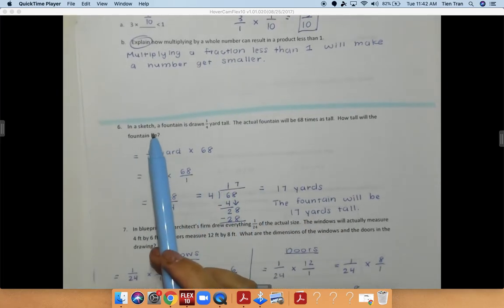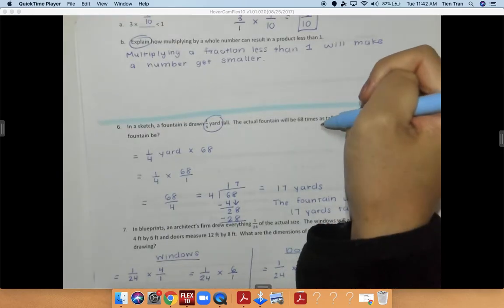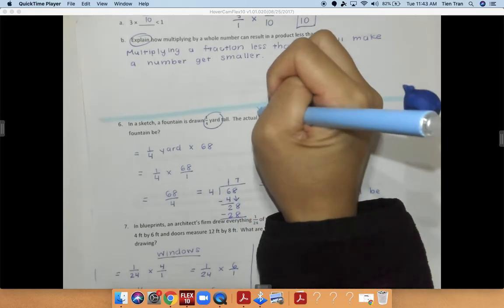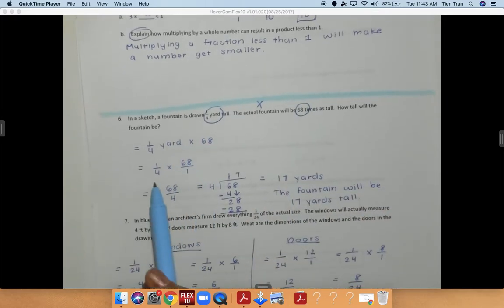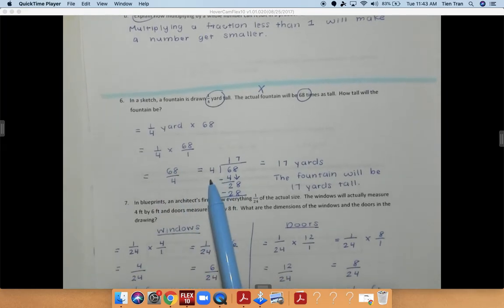Number 6, they ask you to sketch. A fountain is drawn 1/4 yard tall. The actual fountain will be 68 times as tall. How tall will the fountain be? So, in order to figure this out, I am multiplying 1/4 times 68. 1/4 yards times 68. 1 times 68 is equal to 68. 4 times 1 is equal to 4. I'm going to divide 68 divided by 4.